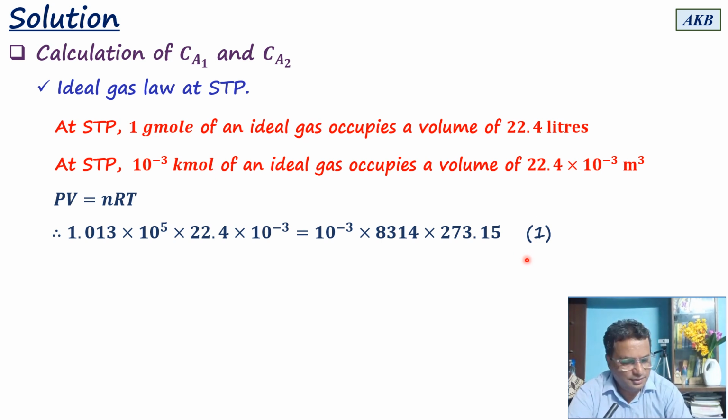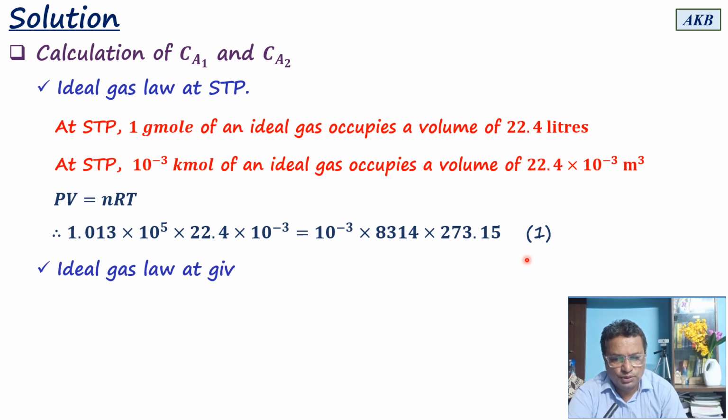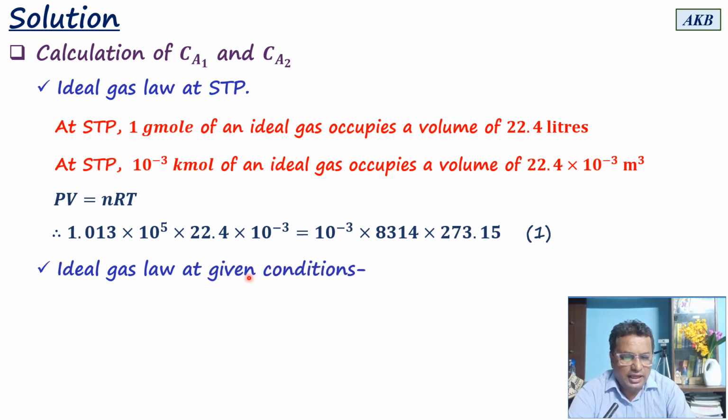Okay. Now next, I will use the ideal gas law at given conditions. What are the given conditions? Pressure is 1 atmosphere and temperature is 17 degrees Celsius, that is 290.15 Kelvin. Now we will write the ideal gas law. Of course, while writing this law, we are assuming that hydrogen is behaving as an ideal gas. That is an assumption.